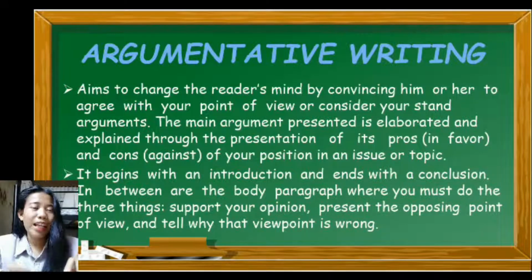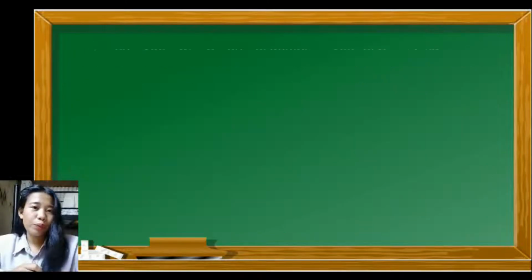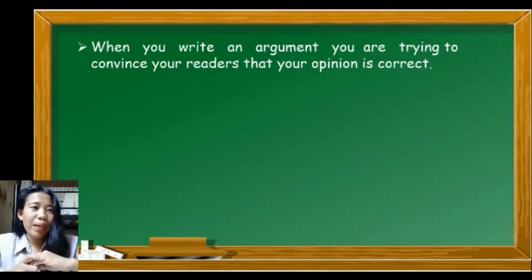It begins with an introduction, just like the informative and persuasive writing, and ends with a conclusion. In between are the body paragraphs, where you must do the three things that you must do when writing an argumentative essay: support your opinion, present the opposing point of view, and tell why the viewpoint is wrong. You do this when you write an argument and you're trying to convince your readers that your opinion is correct.